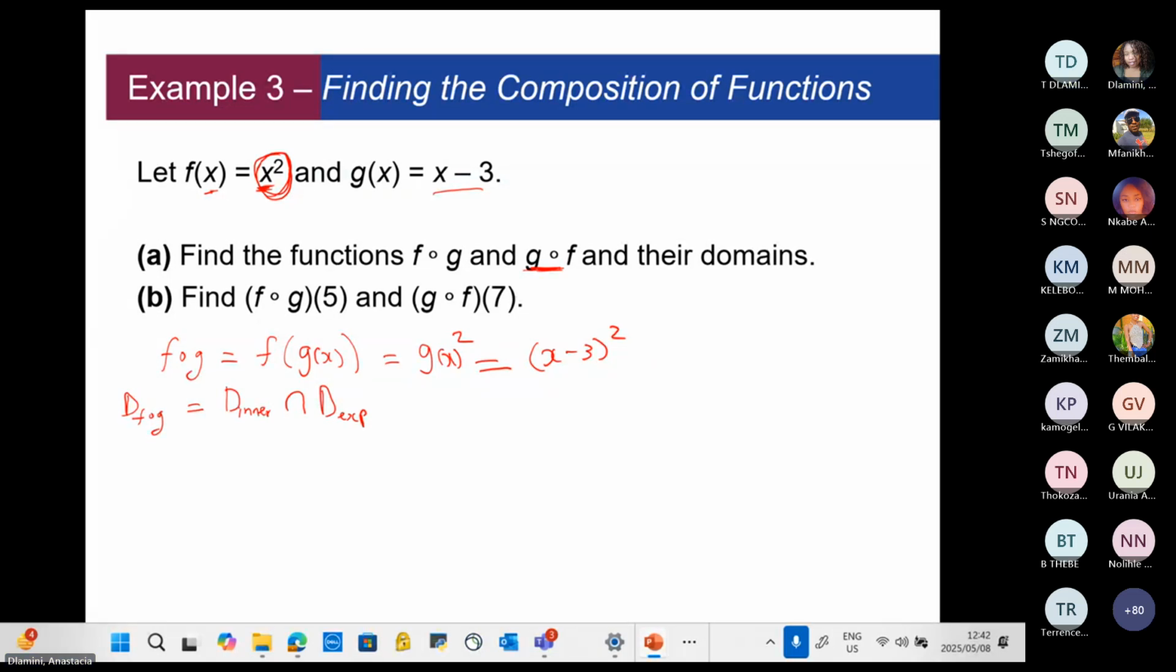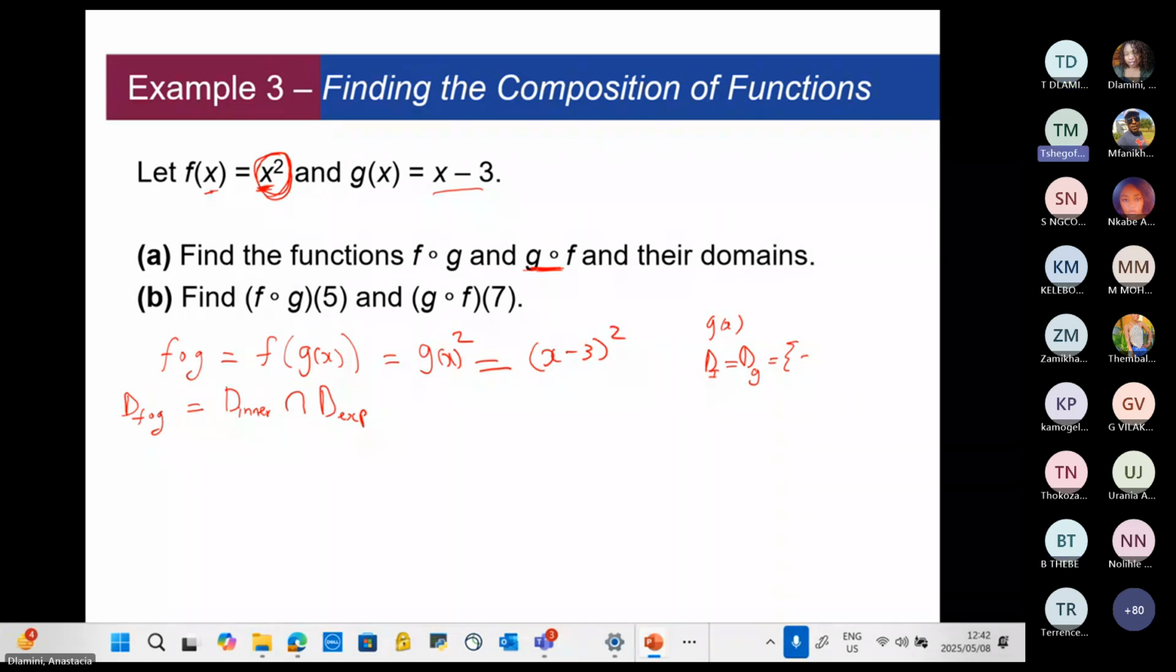So, what is the inner function in this case? g. So g of x is the inner function. So meaning that we are finding the domain of I, let's call it I, which is the inner function. In this case, we know g is the inner function. What is the domain of the inner function? x minus 3. x cannot be 3.